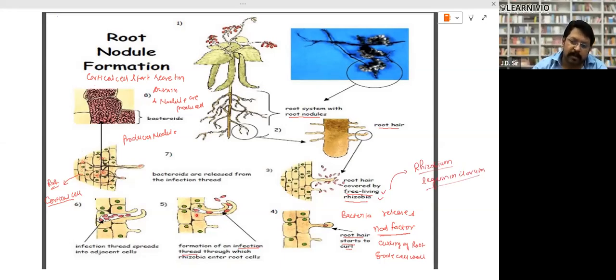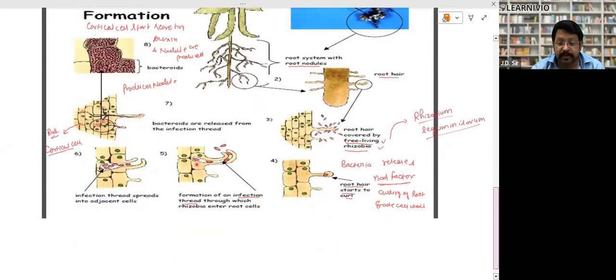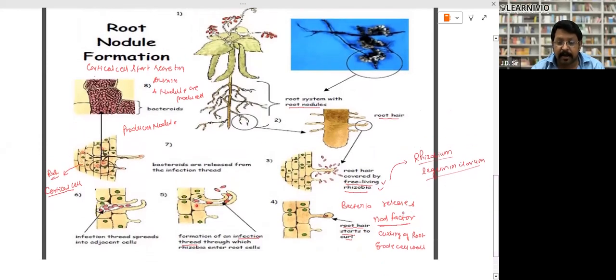So these rhizobia bacteria come around and cover the root hair. After that, what happens? That is important, this is the question. These bacteria release a kind of chemical, and the name of that chemical is nod factor. Nod factor is written over here. That nod factor causes the curling of the root hair, right? This is the first question: which component causes the curling of the root hair? That is nod factor.